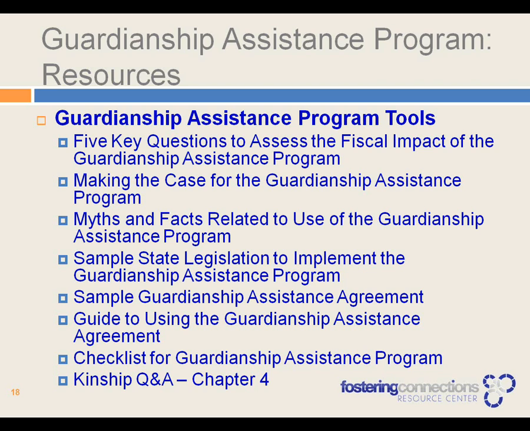They look at the fiscal implications, some myths and facts related to using the GAP program, and provide several reasons that will help to make the case for taking the GAP option from both a fiscal and permanency for children perspective. We have also included sample state legislation to implement GAP for those of you who may need to enact or make changes to legislation to comply with the federal requirements. Then there is the State Guardianship Assistance Agreement and the guide to using that I mentioned earlier. Finally, we have a checklist for the program, and I've noted the chapter on the GAP program in the Kinship Q&A called New Help for children being raised by grandparents and other relatives, questions and answers about the Fostering Connections to Success and Increasing Adoptions Act that you can also find on the Resource Center's website.